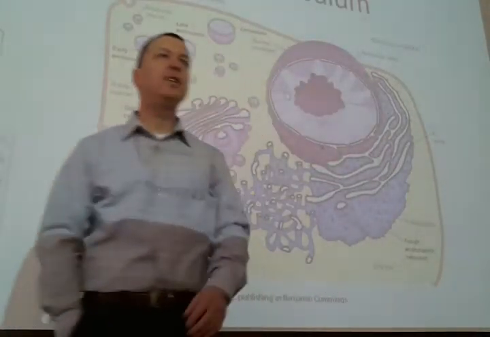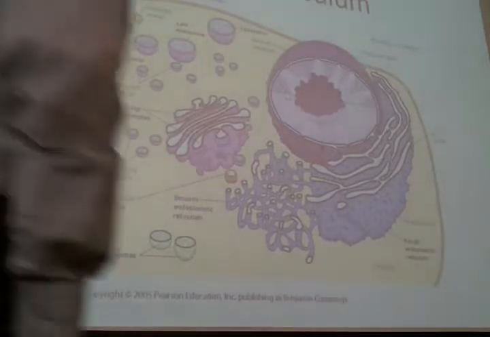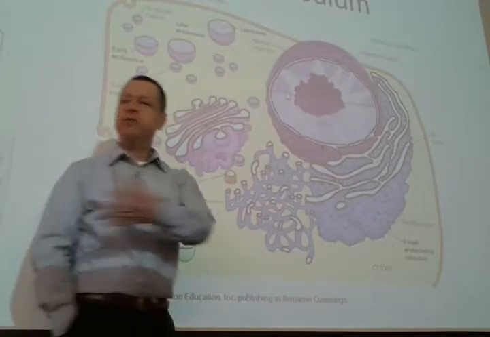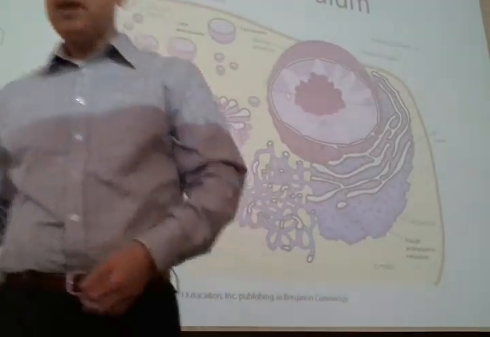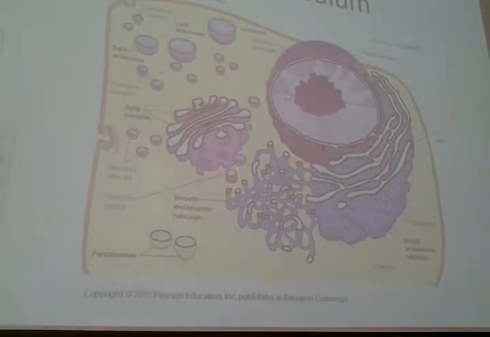So, if anybody was out drinking this weekend, it was your smooth ER that was essentially sobering you up, right, by detoxifying the toxic alcohol that you were imbibing this past weekend. The major thing that these enzymes do is add mostly hydroxyl groups to other compounds, which makes them more soluble and therefore more easily excretable from your system. So it usually serves a very, very nice function.